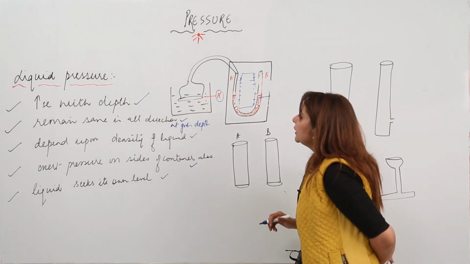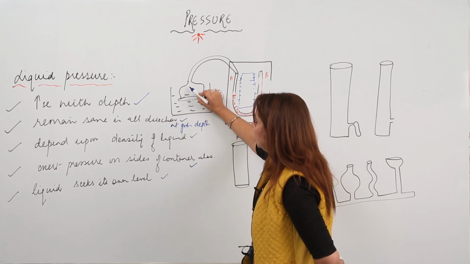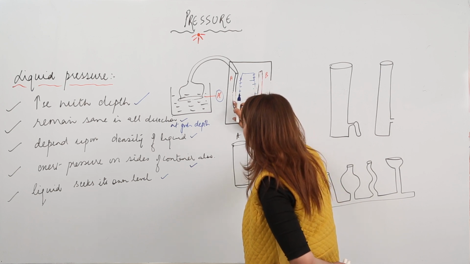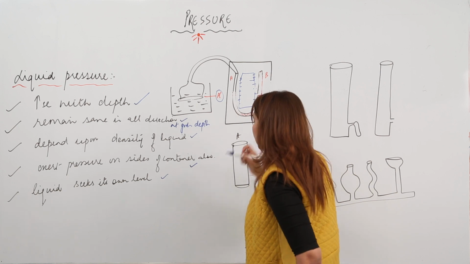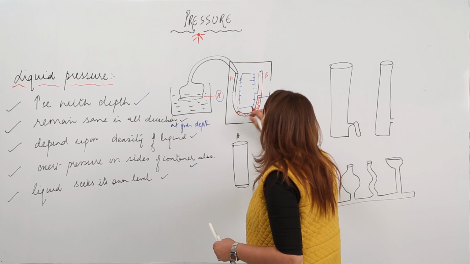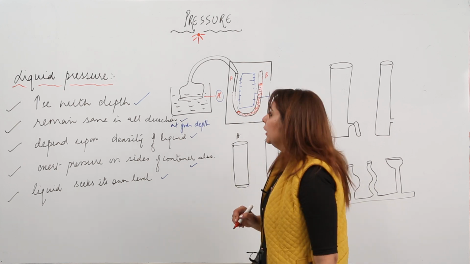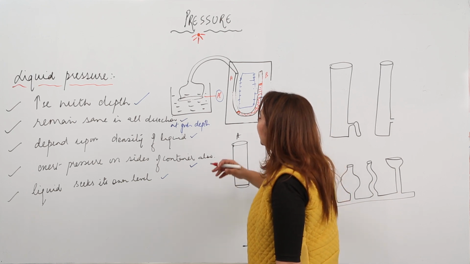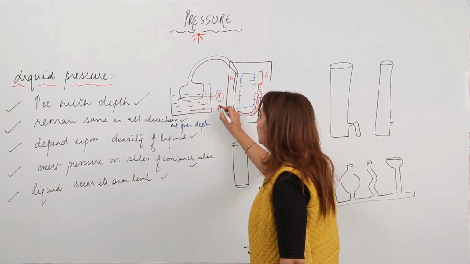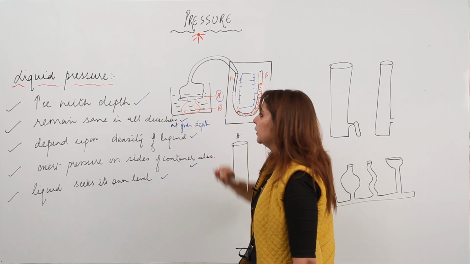So what happened? The water exerts pressure on the stretched membrane, which exerts pressure on the trapped air, and that trapped air pushes the level of liquid down on side A, and the level of liquid rises on side B. Now I move this thistle funnel from the A dash point to a B dash point, let's say to this point.